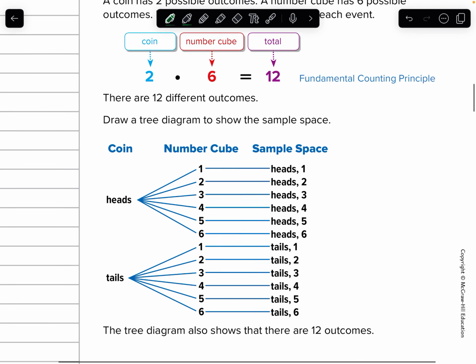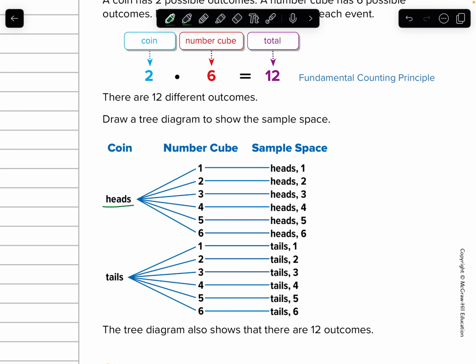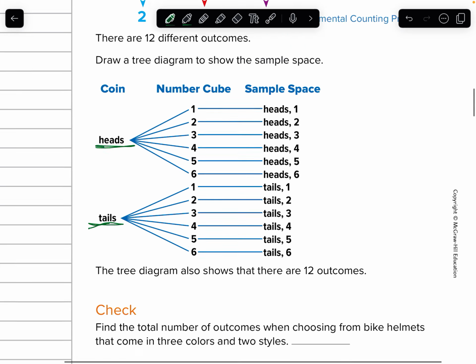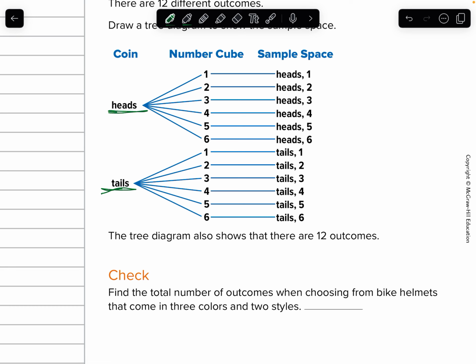If we draw a tree diagram, we can see the same thing. 2 options for the coin. We have 6 options for the number cube. So we could have heads 1, 2, 3, 4, 5, and 6. We could have tails 1, 2, 3, 4, 5, and 6. So we can see our total number of possibilities, okay?